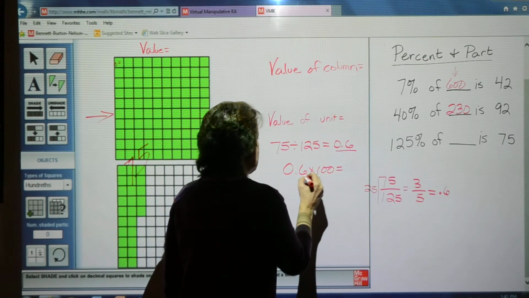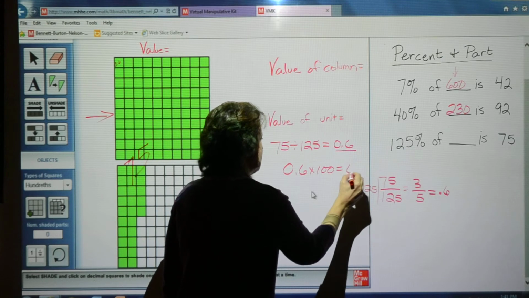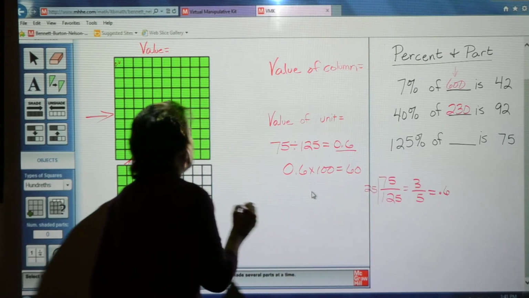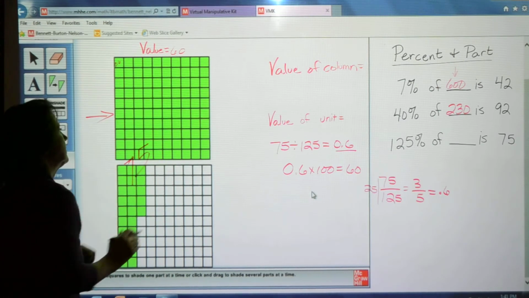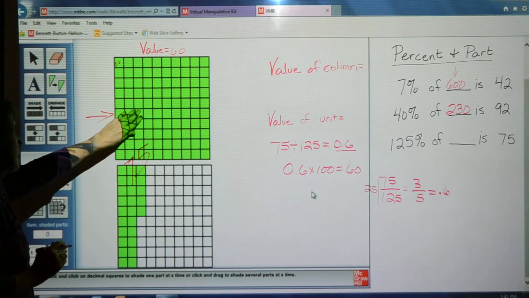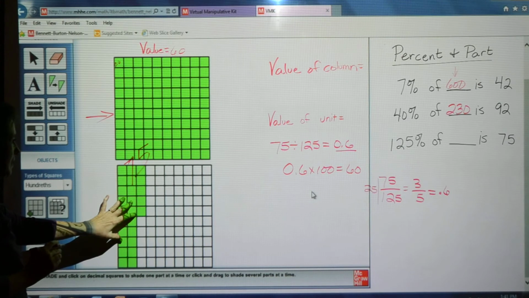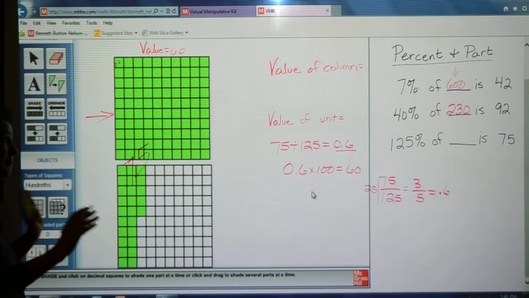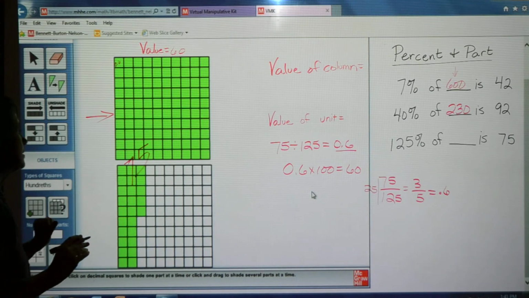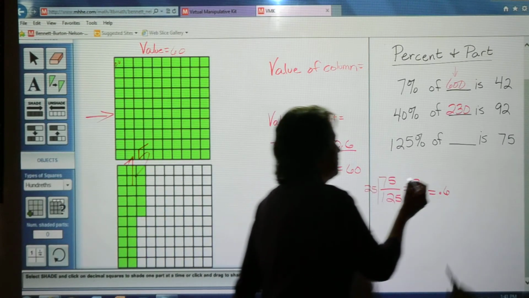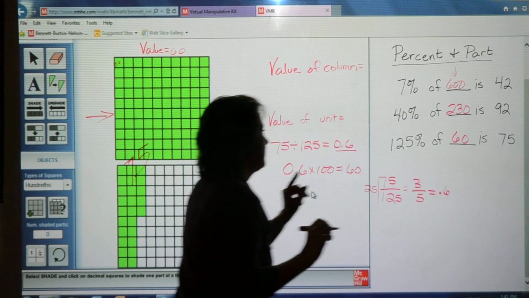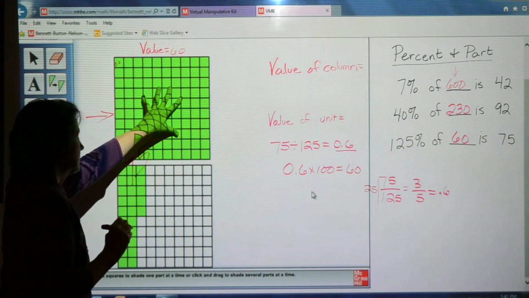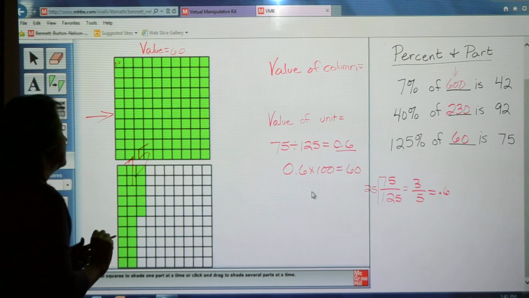And I am going to get 60. That means the value of this top part, this top colored square, is 60. Does that make sense? If this is 60, and so we've got a little more of this colored, 75. Sounds like it because it's a logical answer. And so I'm going to put my answer over here. 125% of 60, this first block, is 75.